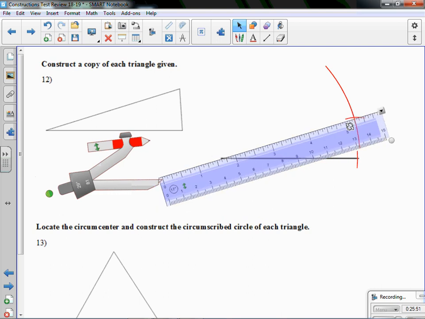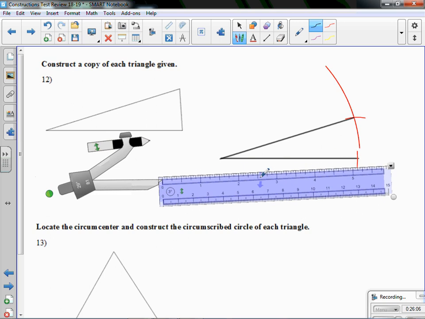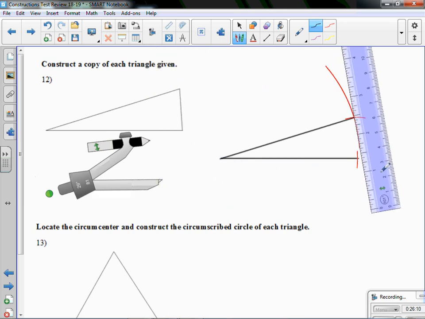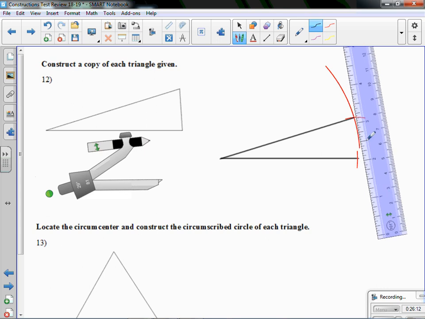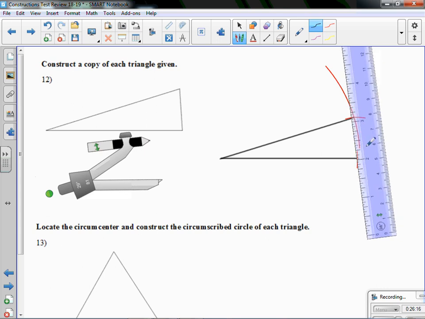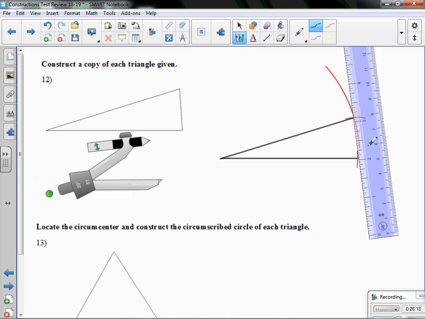So line up endpoint to intersection, like so. That side. Take the straight edge, line it up again, and point to the intersection from this side.